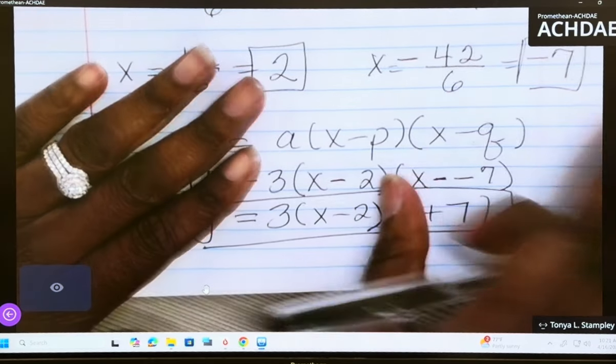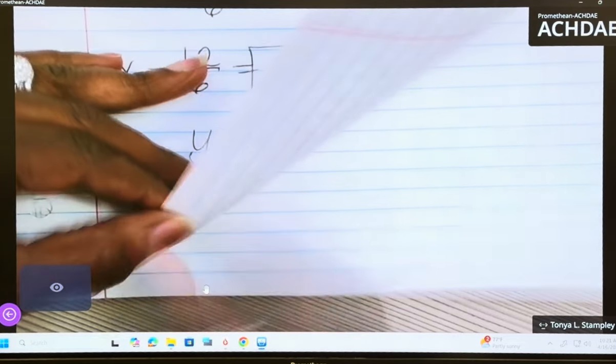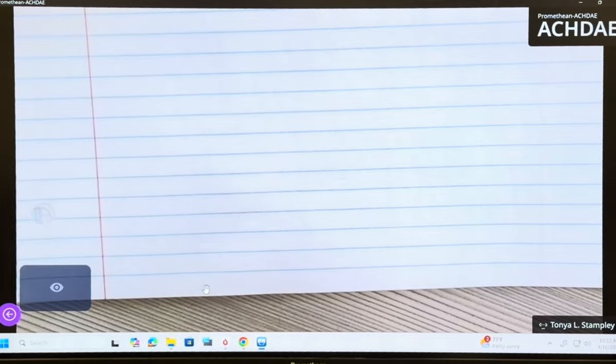Good. All right, let's move on to the next one. What is our next one? It was convert vertex to standard. This one is really easy, right?